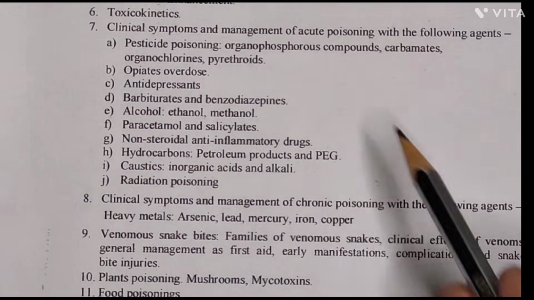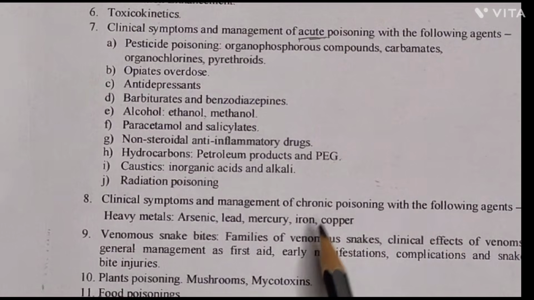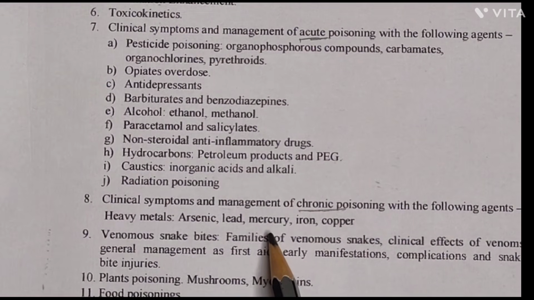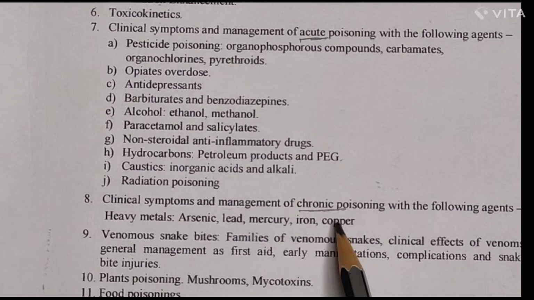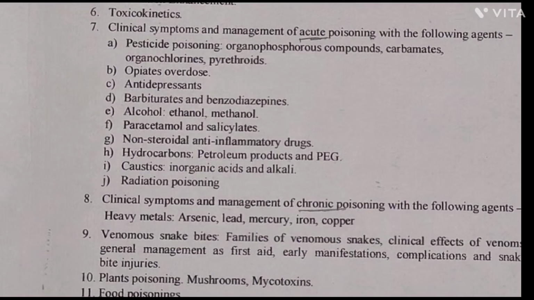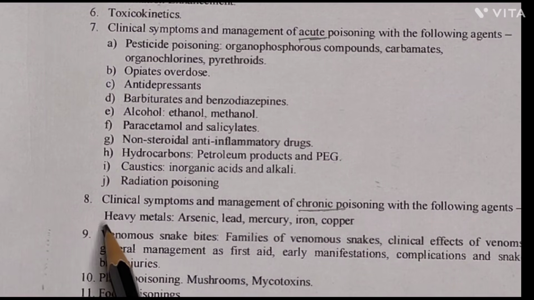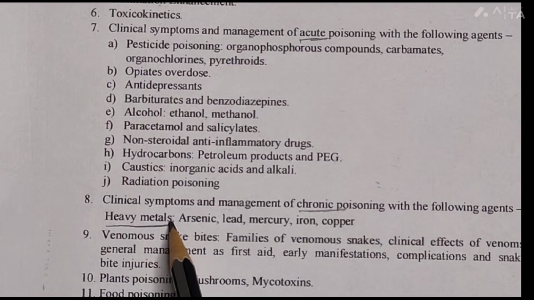Now up to here we were discussing about acute poisoning. Now here onwards we will be discussing about chronic poisoning. So here acute symptoms we are going to omit, and in chronic poisoning we are going to discuss. Then basically we will be discussing the chronic effect of heavy metals.